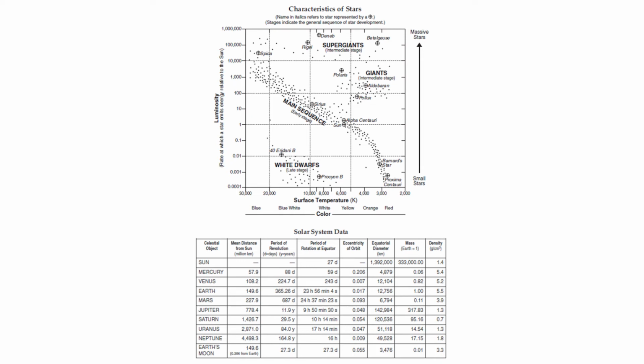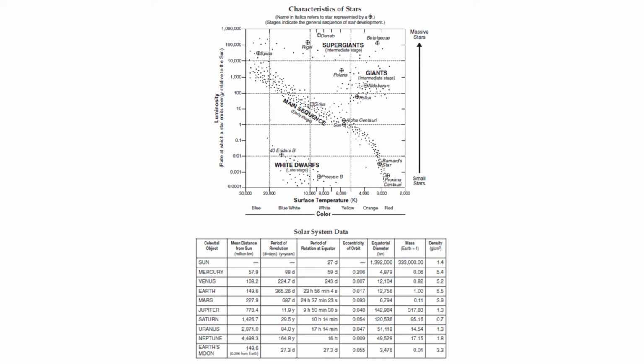The period of rotation at the equator would be analogous to a day, how long it takes that planet to spin once. The eccentricity is how egg-shaped that orbit is. And of course, the diameter, the mass in relation to Earth. So you can see Earth's moon has less mass than Earth, where Jupiter is 317 times more massive than the Earth. And then the density. So that is some solar system data.